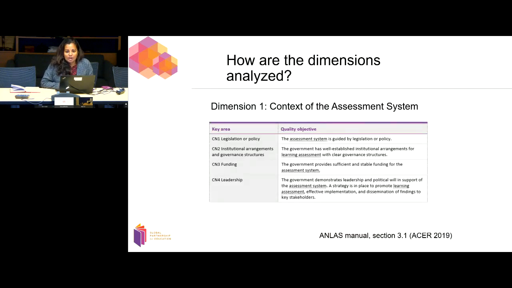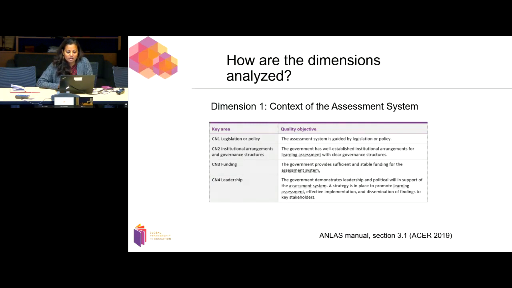So just to give an example of how each of the dimensions of ANLAS is analyzed. So here we have, for example, the first dimension, the context of the assessment system. So to analyze each dimension or key area, so underneath context, as I mentioned, we have 4 key areas, which are illustrated in the left-hand column of this table. So for each of these key areas, we have a quality objective that has been defined for each key area, against which that key area is evaluated based on some guiding questions.